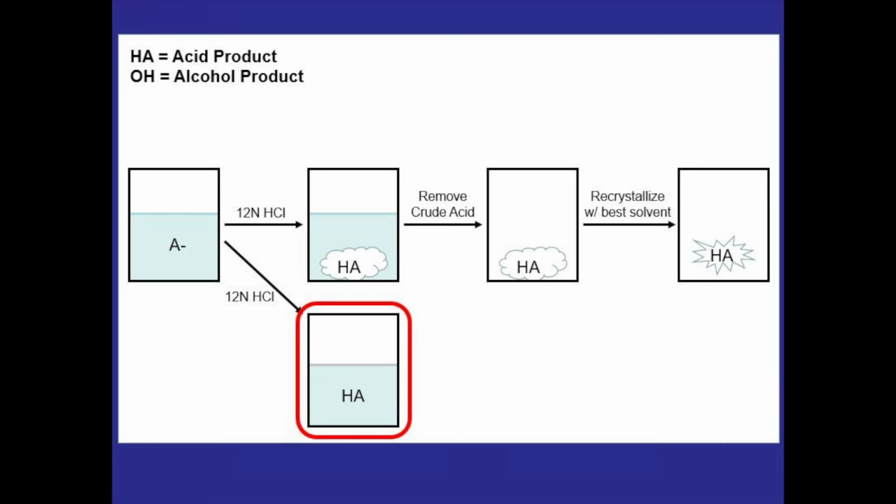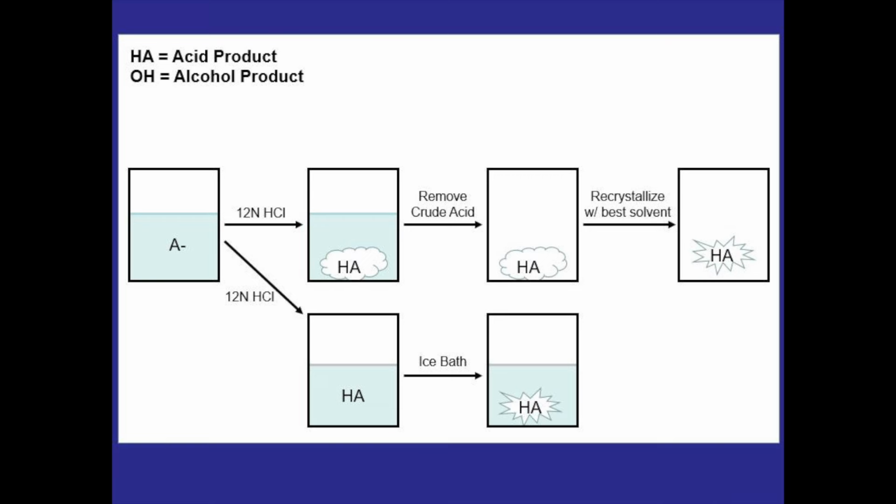Now, if we ended up in this situation where we never saw any precipitate form, then we can place that solution in an ice bath to see if we can help any of that acid come out of solution. If this happens slowly enough, then we actually don't have to recrystallize the solid afterward, because it would have already undergone that process by coming out of the solution slowly. If that's the case, then we can simply remove the crystals and characterize them by taking a melting point.